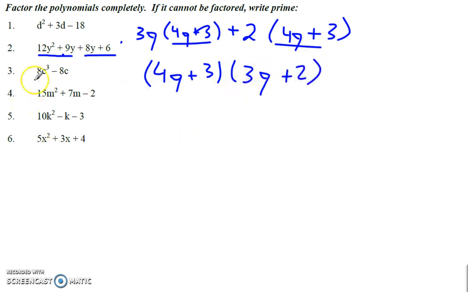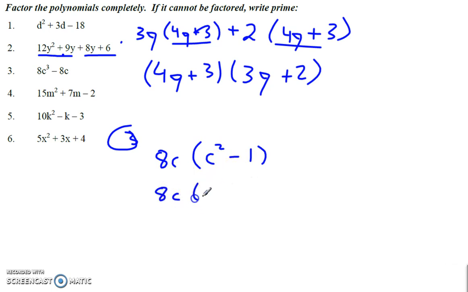And that's your answer. Number 3, I can factor out an 8c. That leaves me with c squared minus 1. Now this is a difference of squares, so 8c stays factored out, and then we have c minus 1 times c plus 1.